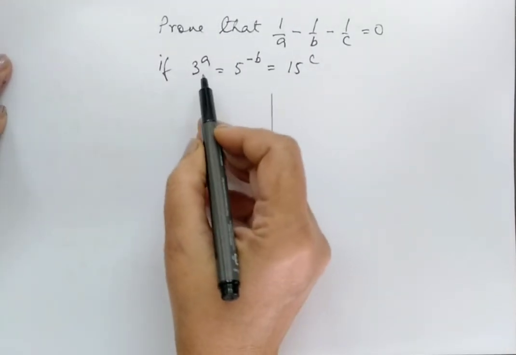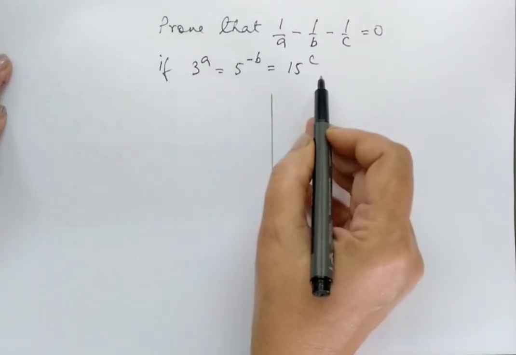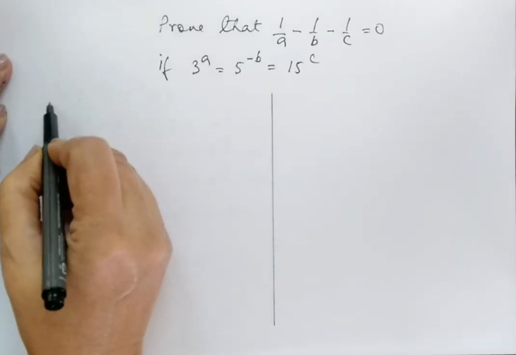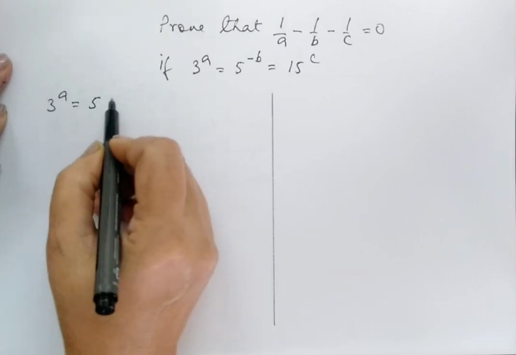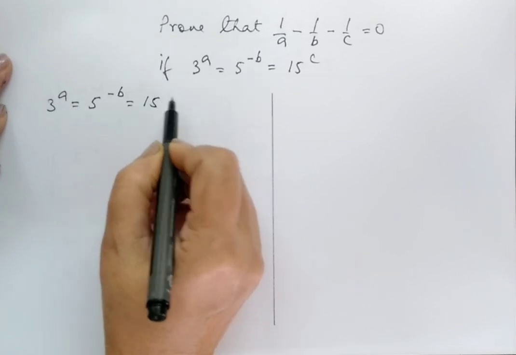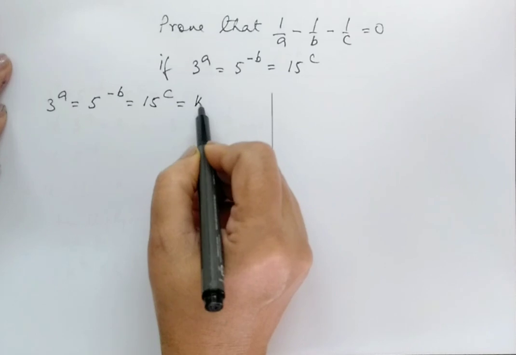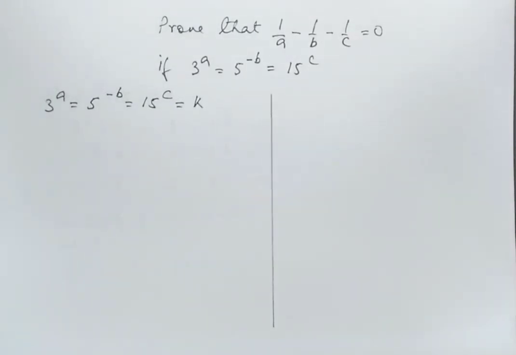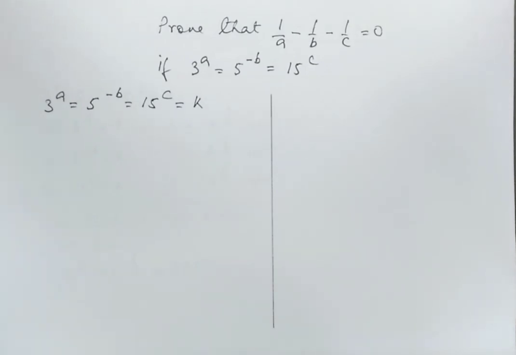So to me, I feel that since they have equated these three things together, can we write it like this? 3 to the power a is equal to 5 to the power minus b equals 15 to the power c, which must be equal to, say, k constant. Alright, so let them all be equal to something that is uniform. Got it? And which is k.